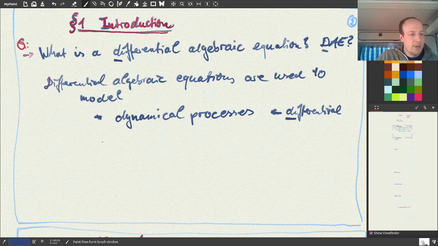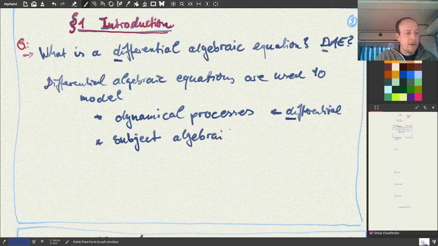But what's also important, so we model dynamical processes that are subject to algebraic constraints, which means they have to fulfill algebraic constraints. And there will be a number of examples. And here we have the algebraic.